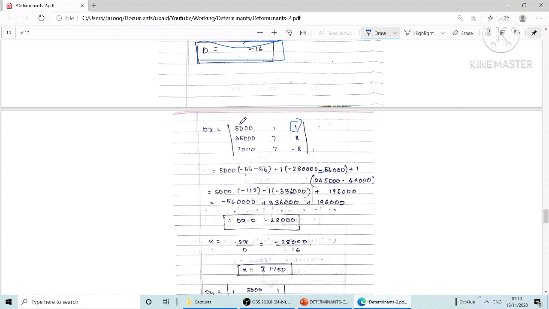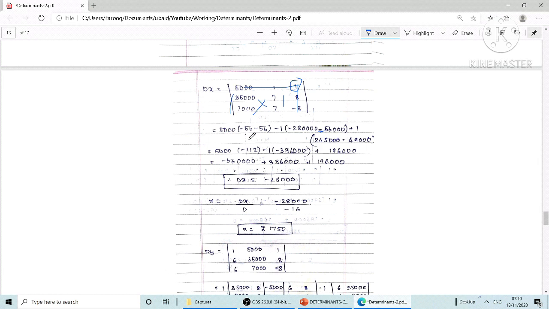Then copy this one as it is, hide first column and third row. What is left? 35,000 and 7,000 is left, 7 and 7 is left. When we cross multiply, 35,000 into 7, 2,45,000 we will get. 7,000 into 7, 49,000 we will get.